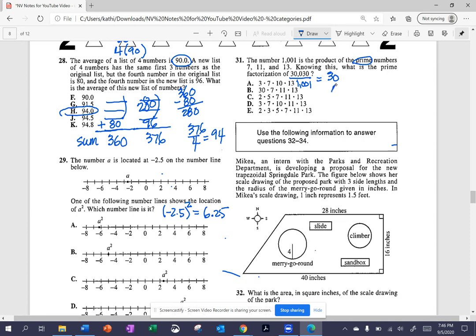So I want the prime factorization of 30. This is where you made those factor trees. So this is going to be 5 times 6. 5 is a prime factor, and 6 can be factored into 2 times 3. So the factors are 2, 3, 5, 7, 11, and 13. Well, that's this one here.